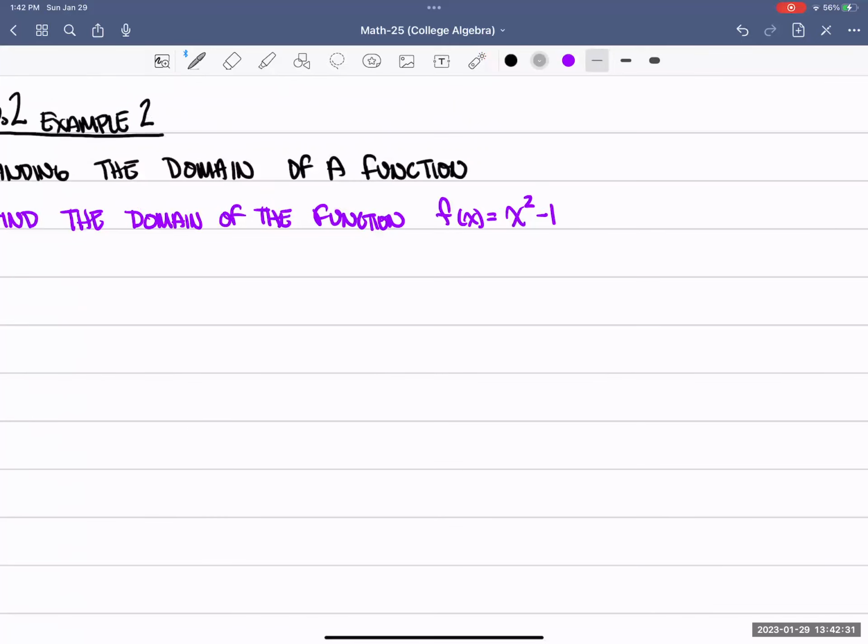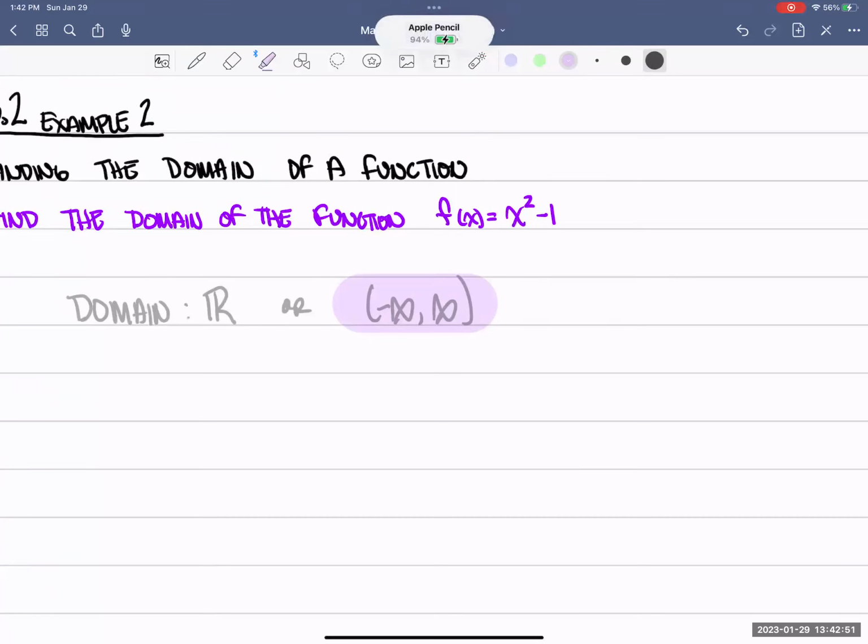So here the domain is all real numbers. We could either denote it with the all real numbers sign, or we could denote it with negative infinity up to infinity. So this would be our solution here. And that's it. Two things: radical functions and rational functions are going to have some sort of domain error. Otherwise, the domain is going to be all real numbers.